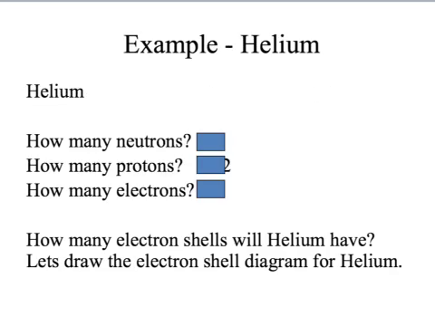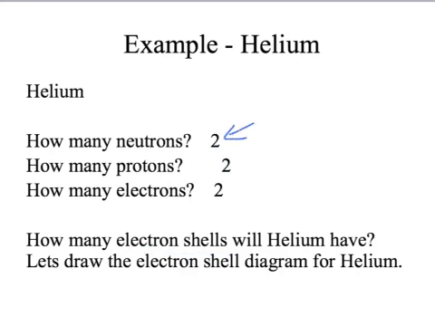So for example, how many neutrons, protons and electrons are there in helium? And if you know that, you can tell me how many electron shells they have. I want you to draw an electron shell diagram of that, please. This is really important because it will come up on your exam.